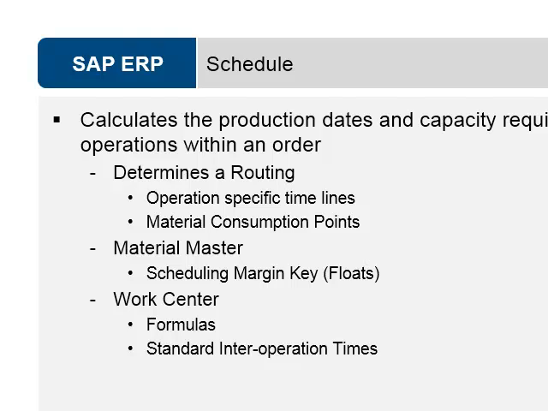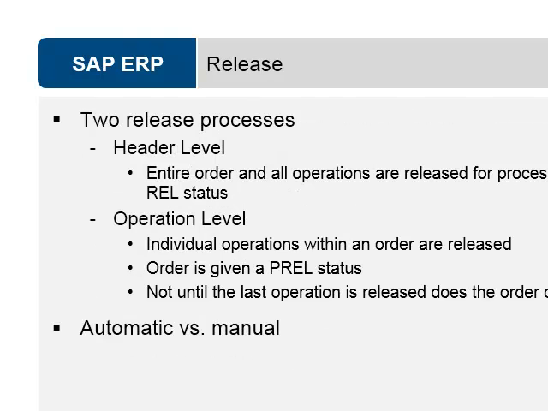SAP will do an availability check to see whether these resources that are scheduled in order to produce the material are actually available or not. Based on their availability, you may have to update or make changes to the dates. If, on the other hand, the resources are available, then you need to reserve them so that they become available when you need them for the production order to execute.